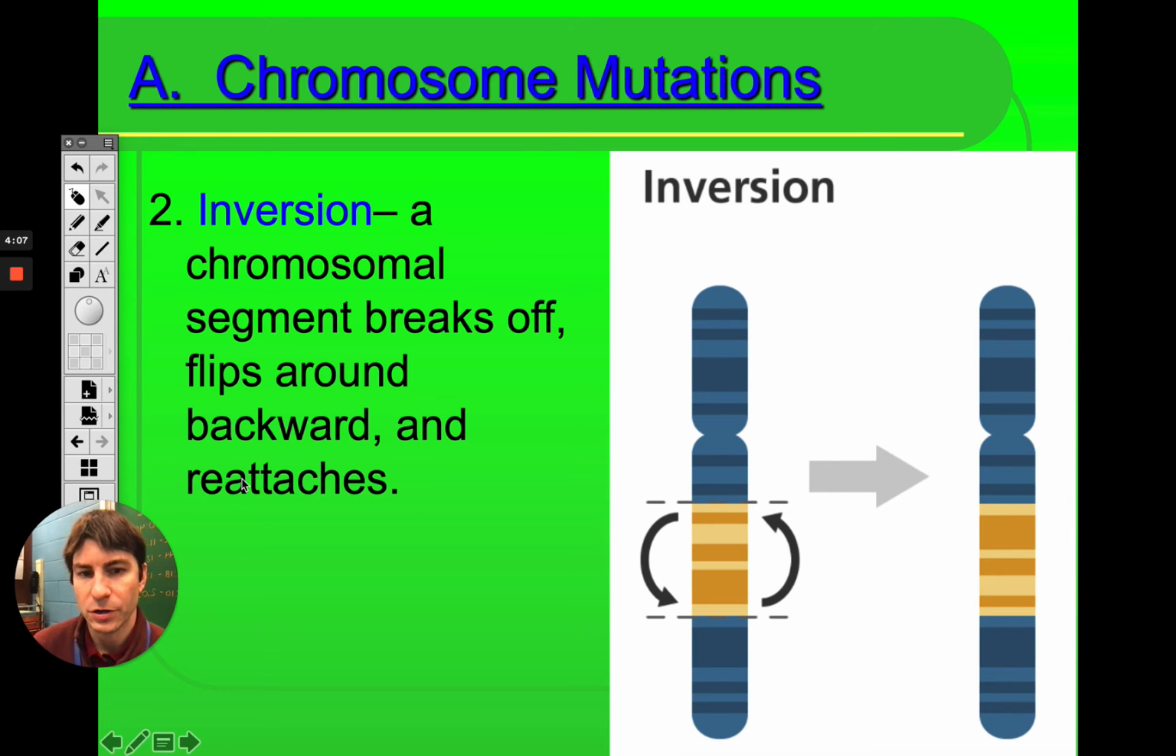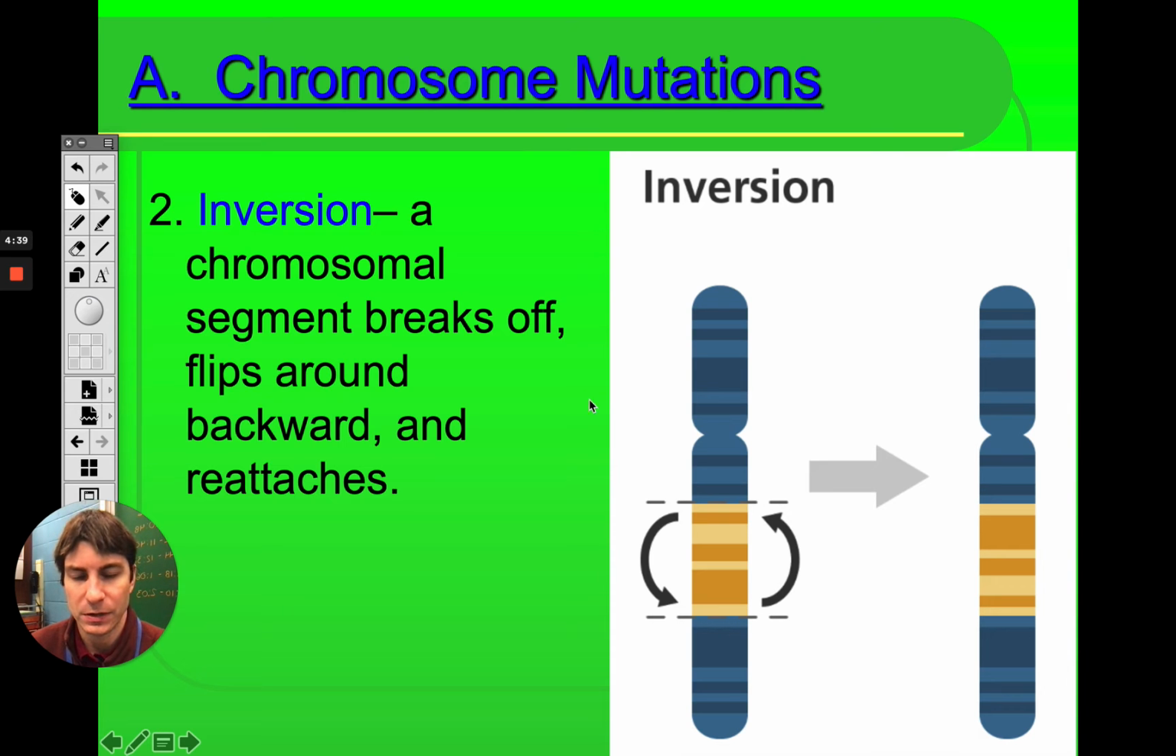Second one is an inversion. Now, inversions aren't a big deal. They will affect some traits, and they will affect crossing over later on. But if you notice, all we're doing is taking a segment on a chromosome and flipping it upside down. All the traits are still going to be there. They are just going to be backward.